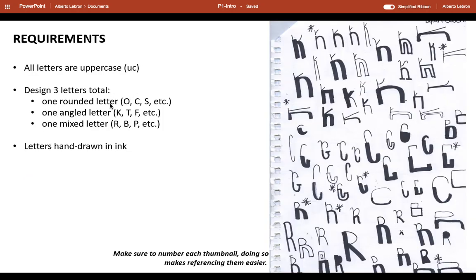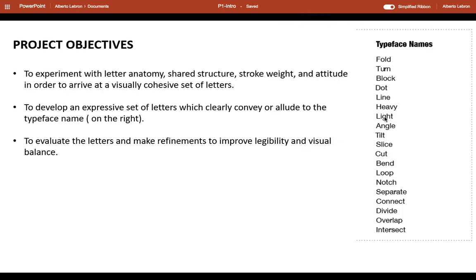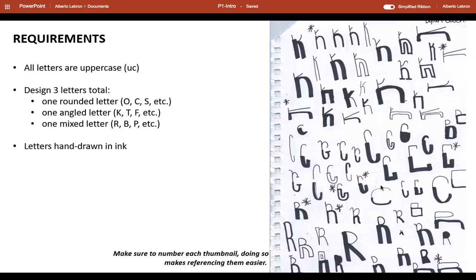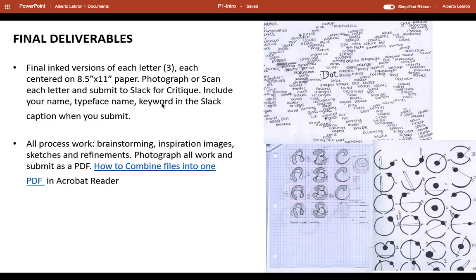So for the typeface name, you choose from this list, and then you're going to create a keyword out of that. Right here is an example of Dot. Dot is their typeface name, and then they brainstormed and tried to come up with words that were associated with dot. Whatever word they liked the most is what their keyword was. So maybe it was glass, because there's a little star here. And then from glass, they designed their 3 letters to convey glass.